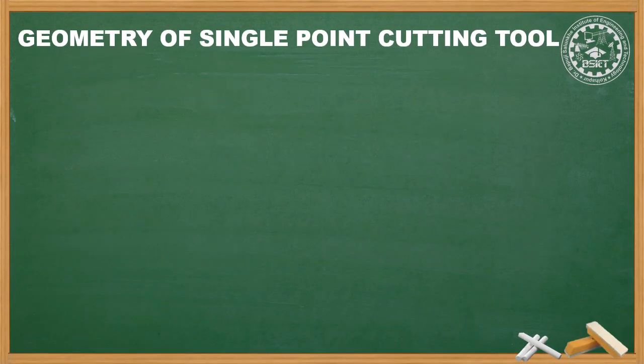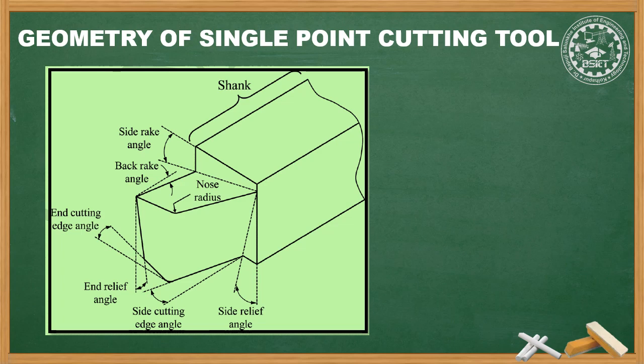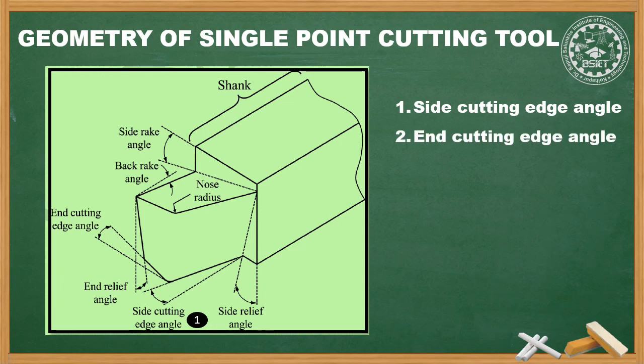Next part is geometry of single point cutting tool of various angles. By the use of cutting edge and the tool body, the different angles are formed, which are described as: Number 1, side cutting edge angle. The angle between the side cutting edge and side of tool shank. Number 2, end cutting edge angle. The angle between the end cutting edge and a line perpendicular to the shank of tool.